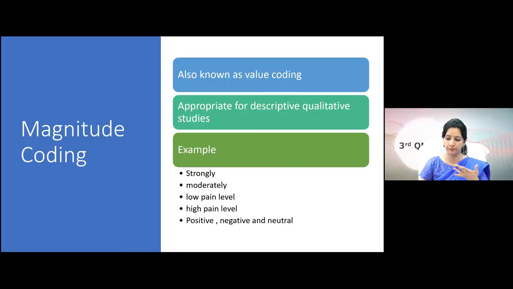Now, after process coding, next is the magnitude coding. This magnitude coding is like quantitative research. It is when you quantify your words, so it is also known as value coding, and it is very important for descriptive qualitative research. Like you must have done many researches using a Likert scale, like highly disagree, or disagree to some extent, or no disagreement at all. All those things show the quantity or magnitude.